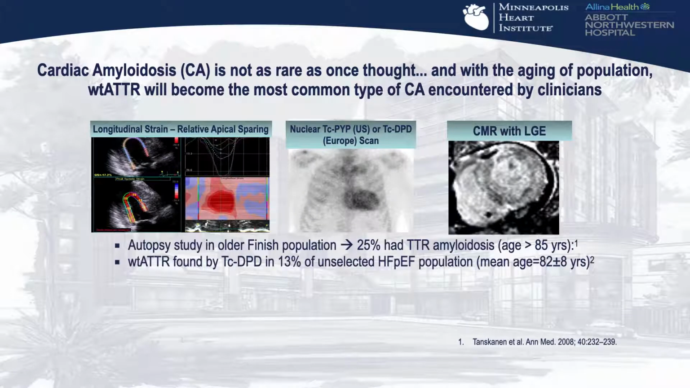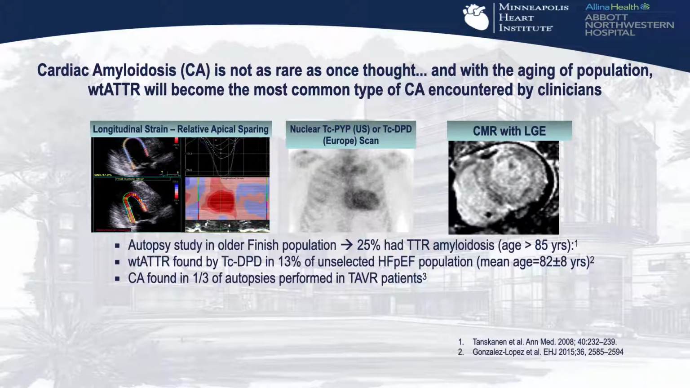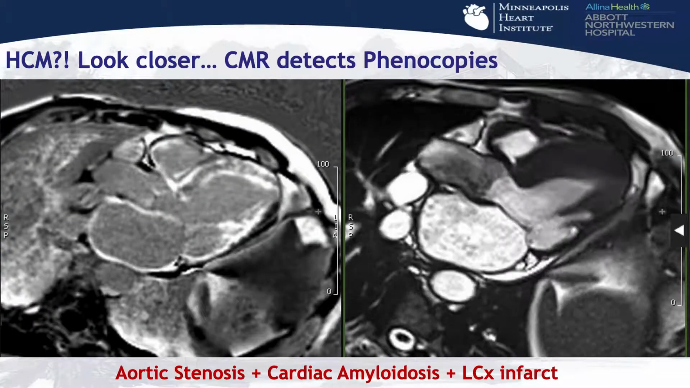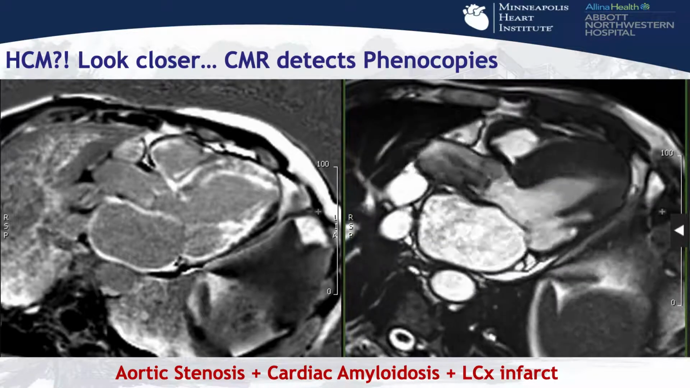And by looking at different scanners now, both speckle tracking, technetium pyrophosphate, and cardiac MRI, we can actually diagnose this much more. And several studies have shown that this is not uncommon. In this more recent one by the Columbia group that did PYP, about 1 in 6 patients, 16%, who received TAVR had cardiac amyloidosis, more commonly in octogenarians, males, and with this low flow, low gradient. And cardiac MRI is a great test because it can also separate the phenocopies. It looks like it, but it's not.